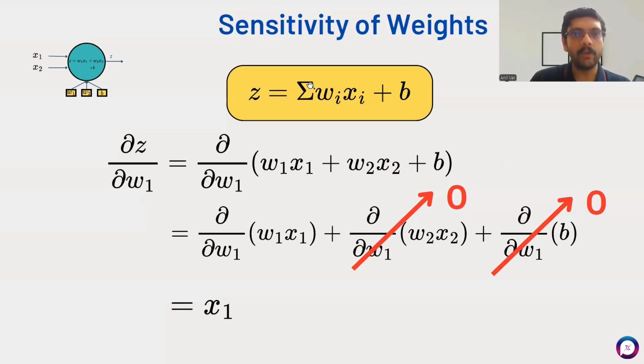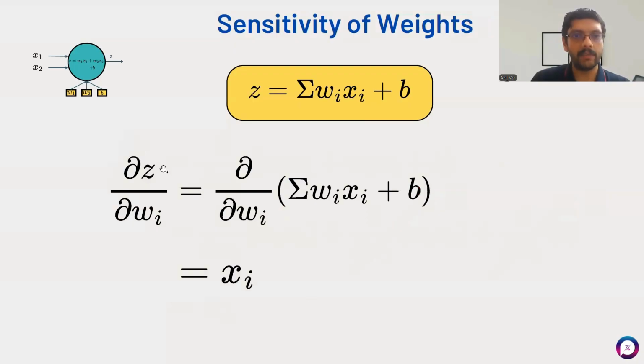And this applies for each of the other weights. And so the derivative of z with respect to any w, we're going to call that wi, is xi. So with respect to w2 is x2, with respect to w3 is x3, and so on.